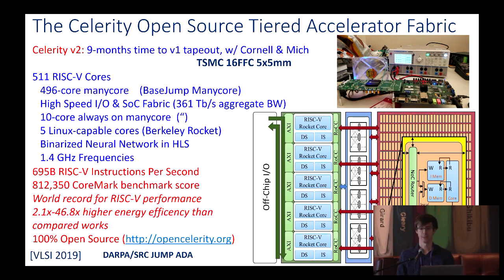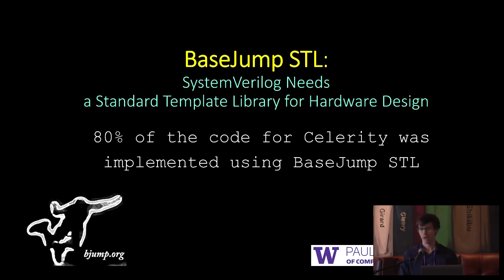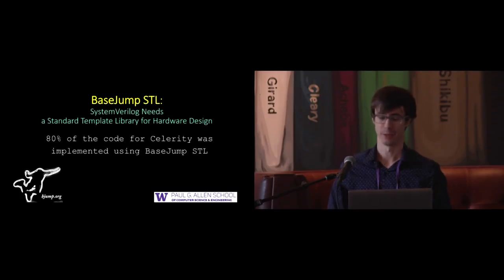In fact, this chip actually set the world record for RISC-V performance with an 812K CoreMark benchmark score. It actually beat the last world record performance, which was Celerity V1, which beat the performance of the previous by about 100x. And the cool thing is, like I say, this is 100% open source. You can go and download the code today and check out the front-end RTL. The really cool thing is we barely wrote Celerity. 80% of the code was implemented with BaseJump STL.